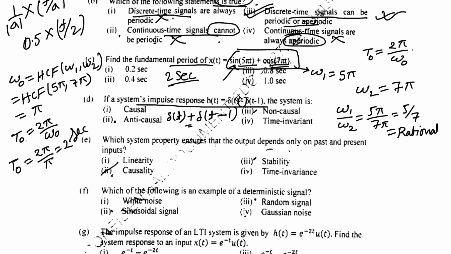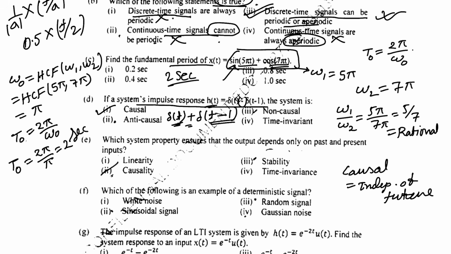So, the signal h of t depends on the present, that is t, and t minus 1, which means the past. This signal depends only on the present and the past, meaning it is independent of the future, and so the system will be causal. Why is it causal? Because causal means independent of future values.